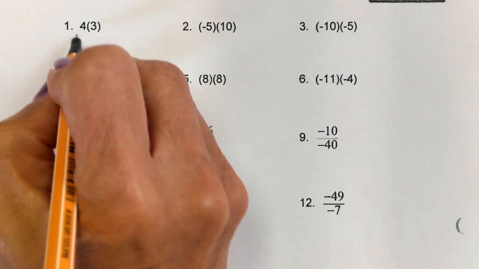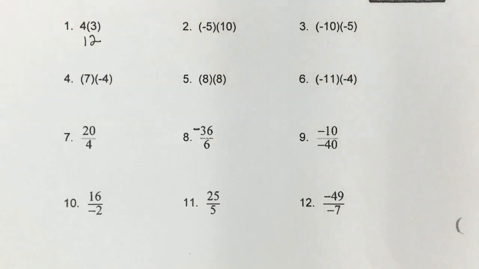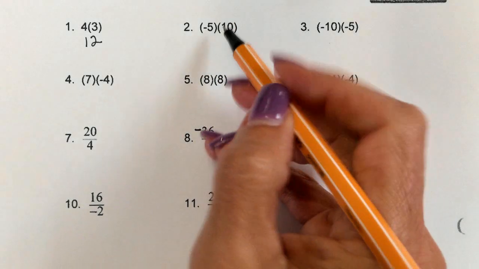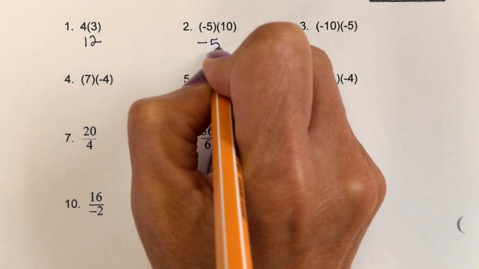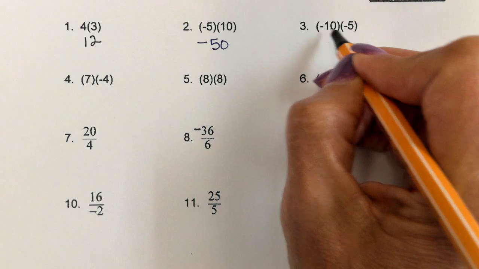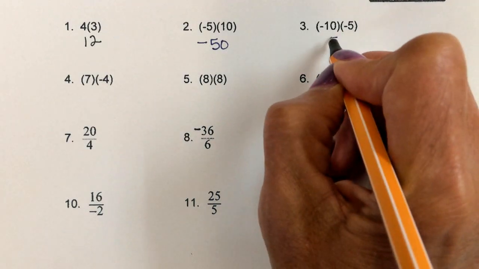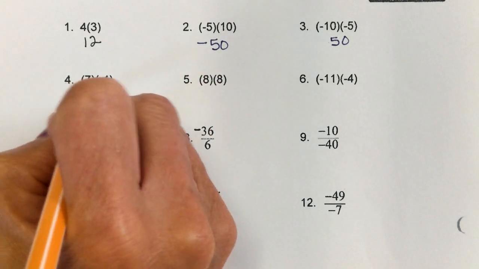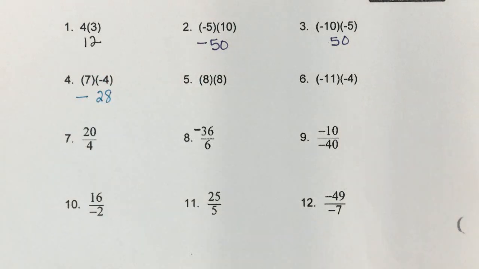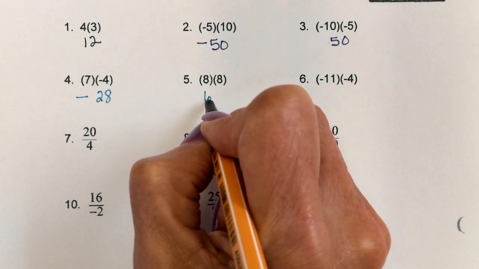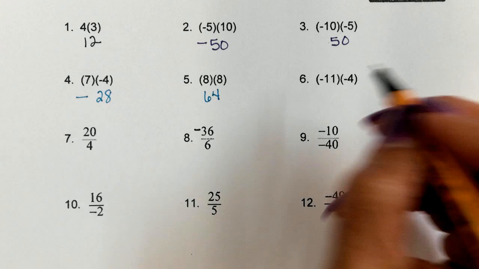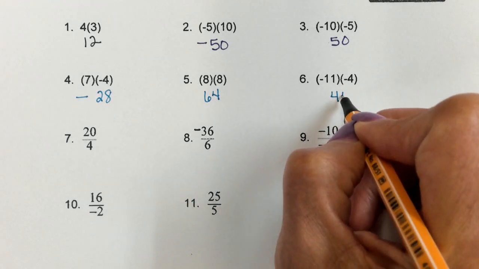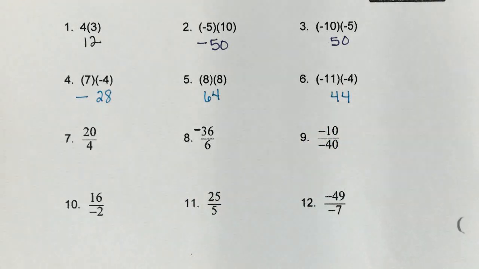So 4 times 3, they're both positive, positive 12. I did not mean to do that in that color. Negative times a positive is a negative, and 5 times 10 is 50. A negative times a negative is a positive. 10 times 5 again is 50. The next row, 7 times negative 4, opposite signs is negative, and that's 28. Positive 8 times positive 8, 64. A negative times a negative is a positive, and 11 times 4 is 44.